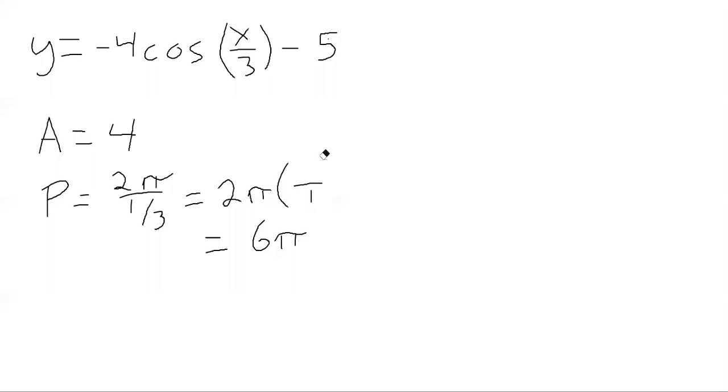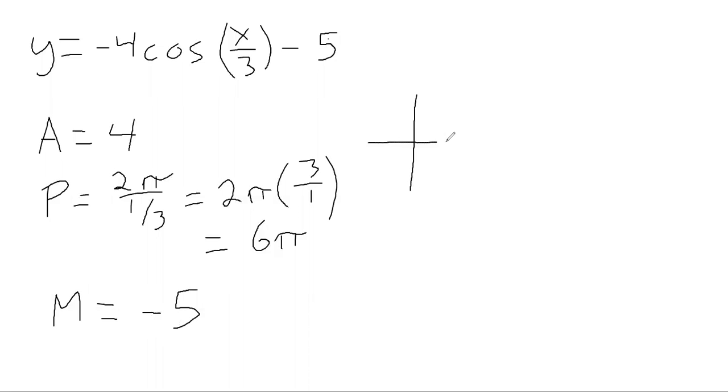Now, in order to find my midline, which is the last thing that I need to figure out, my midline is always the number that is adding or subtracting after my sine or cosine function. So in this case, that midline is going to be at -5. So that means our graph is going to be shifted down 5, so the center of the graph is at -5 instead of the traditional 0.